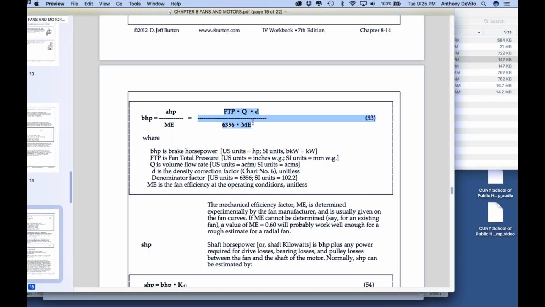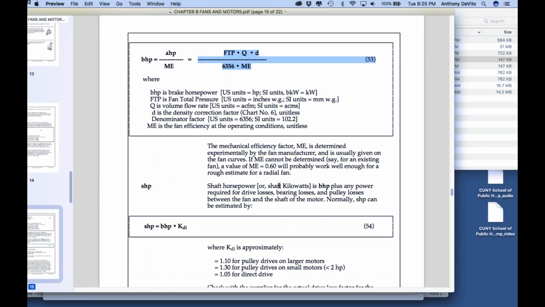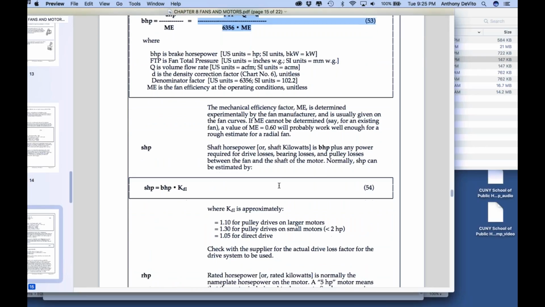This formula here combines the two previous ones, because you're really not interested in the air horsepower. You're really interested in the brake horsepower. It's the fan total pressure times Q divided by 6356 times the mechanical efficiency for the fan operating conditions, at the static pressure that you're using, off of that chart. In our case, it would be 0.8, right? So you can calculate the brake horsepower for the motor that you need. Okay, now there's a problem.